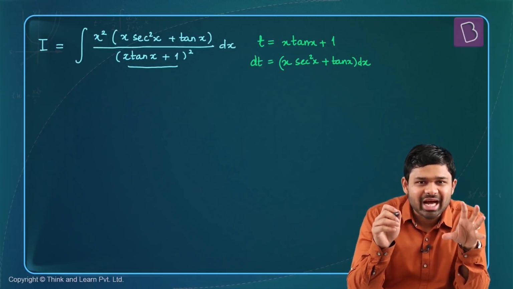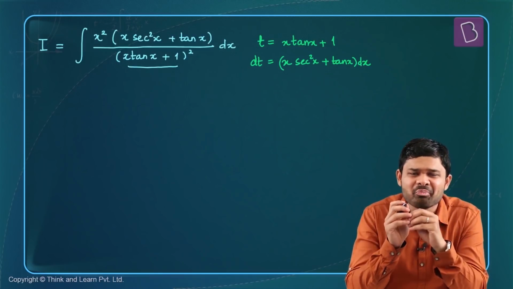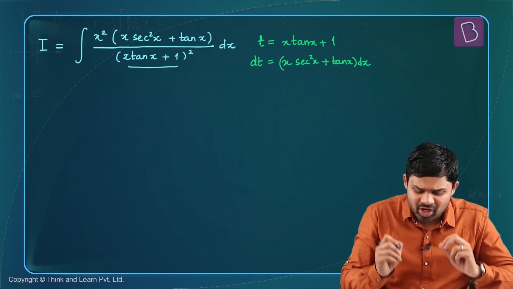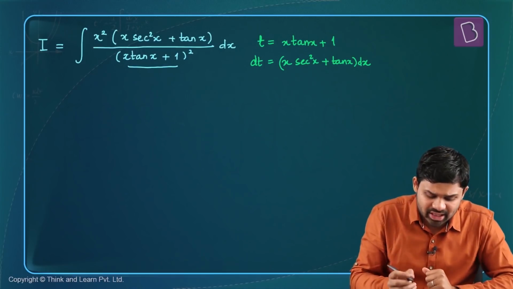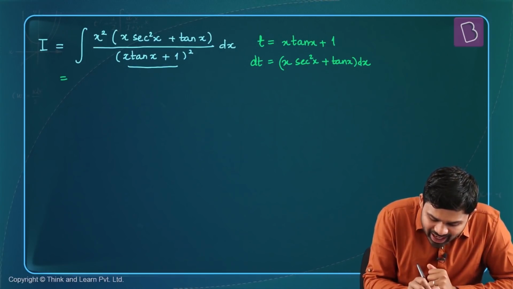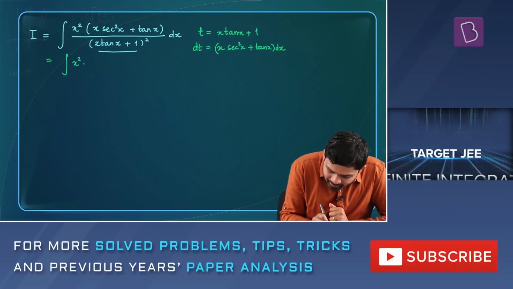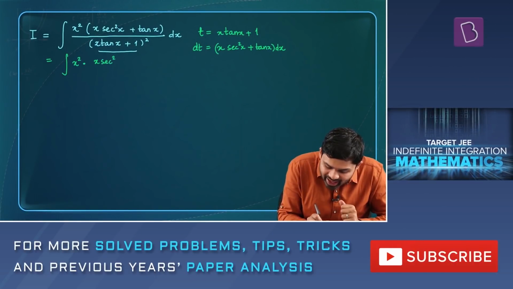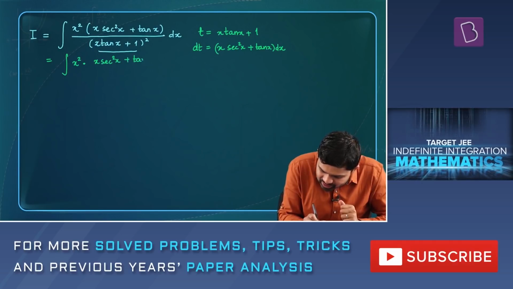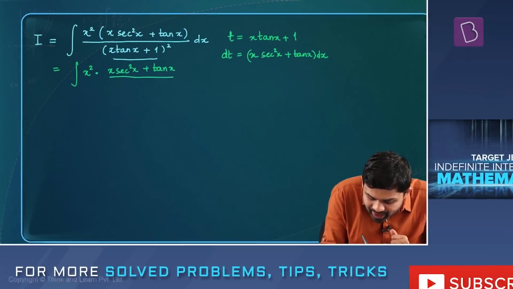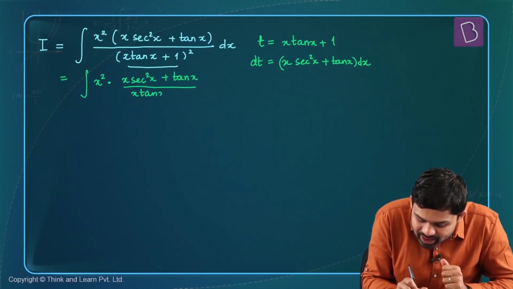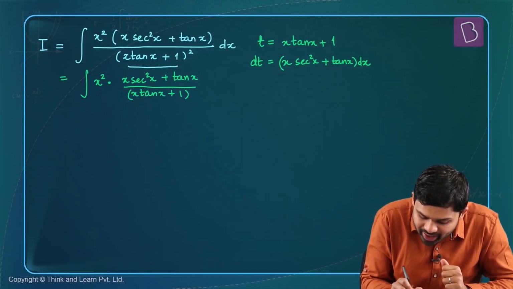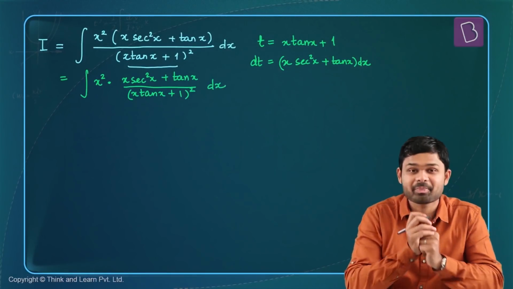But in addition to that, you have an x square. Now, that is a little bit of a problem. So what we will do is rewrite this as x square multiplied by (x secant square x plus tan x) divided by (x tan x plus 1) the whole square, and all of this dx.